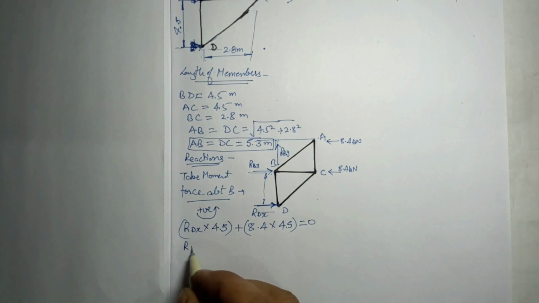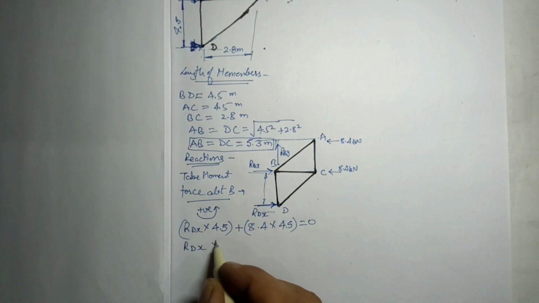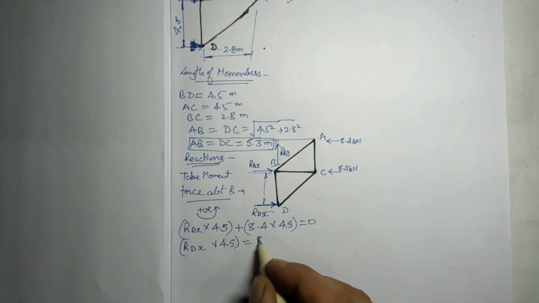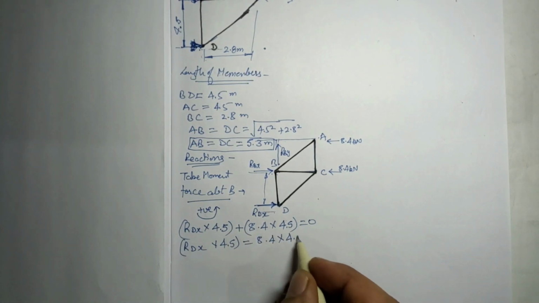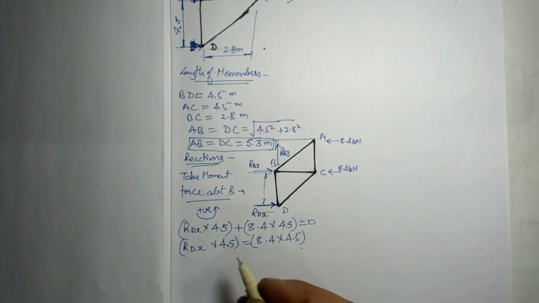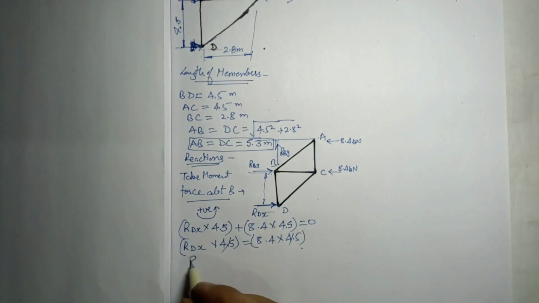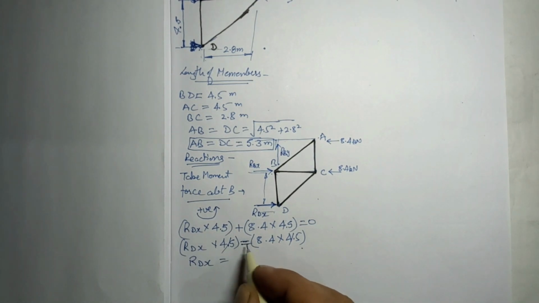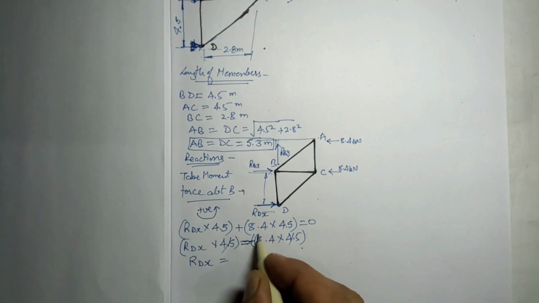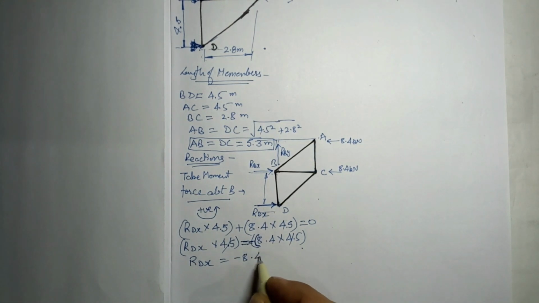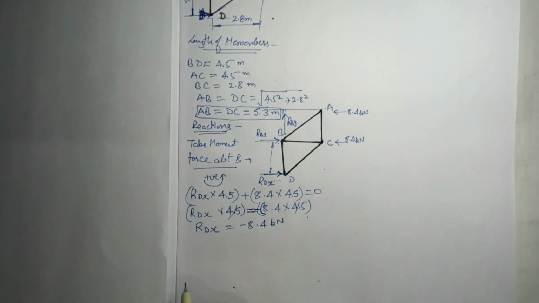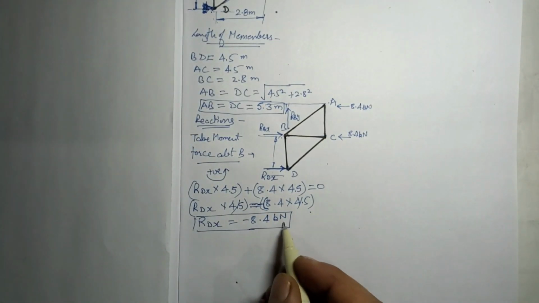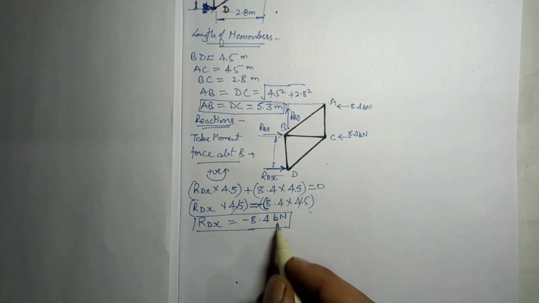So we can find out very easily RDX into 4.5, this term will go on that side, 8.4 into 4.5, so it will go on that side, or you can say directly it will cancel out. So RDX we are getting, when it goes on that side it will be minus, so it will be minus 8.4 kilonewton. Now when the value is coming minus, it means to convert it positive, force can never be minus.